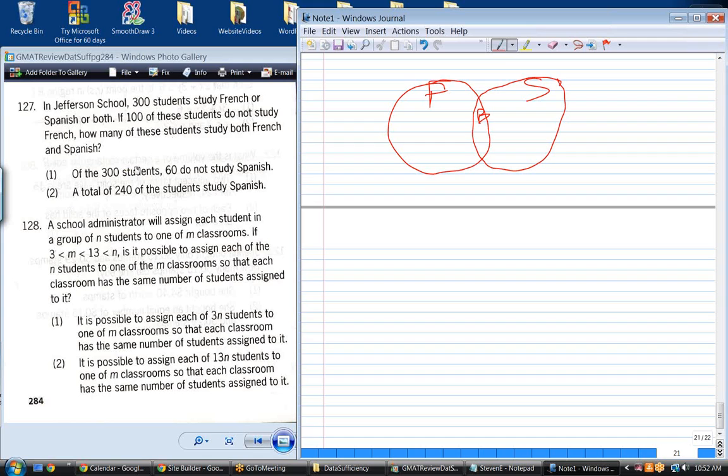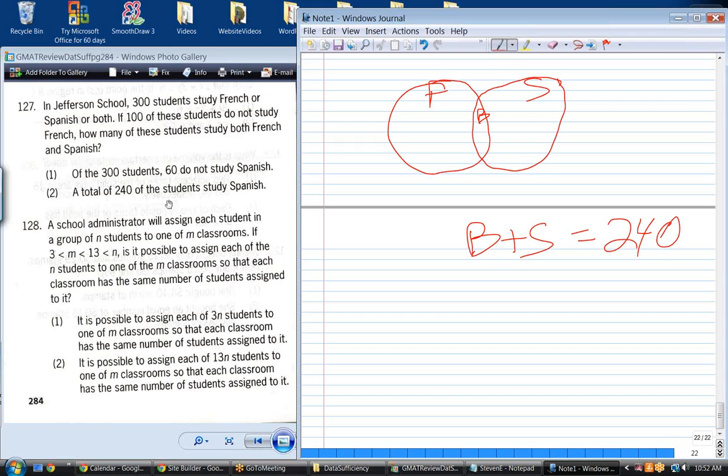Okay, let's take the first. Now let's take the second one. I like the second one. It's a little easier to put in my Venn diagram. The total of 240 takes Spanish. That means B plus S equals 240, right? B plus S. What's the B? The B is the ones that take both. S is the ones that only take Spanish.